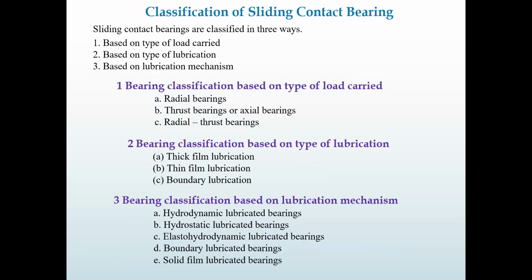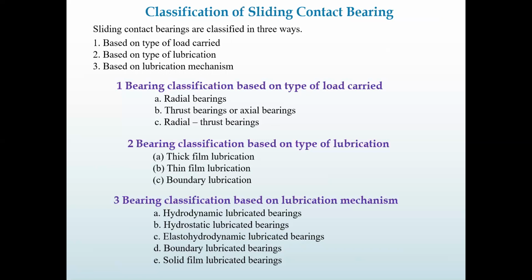Then the basic classification. Here I have considered three parameters, based on which the classification is done. First is based on the type of load carrying, second is based on the type of lubrication, and third is based on the lubrication mechanism. In the load carrying type, there are three types: radial bearing, thrust bearing or axial bearing, and third, radial and thrust bearing.